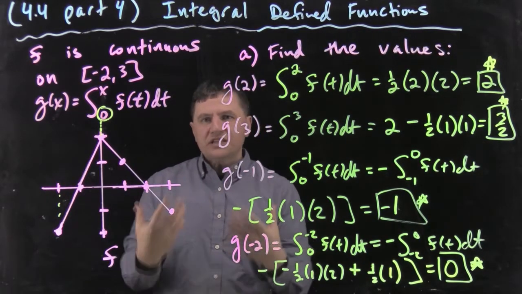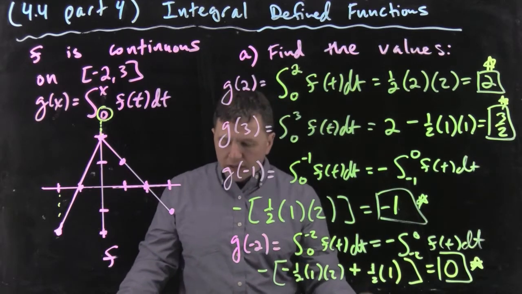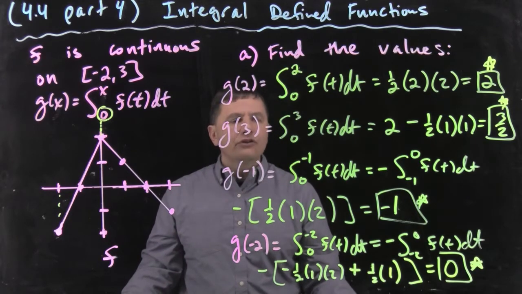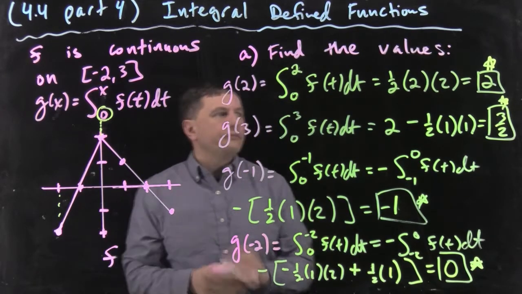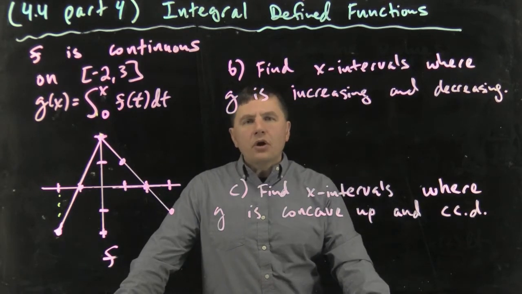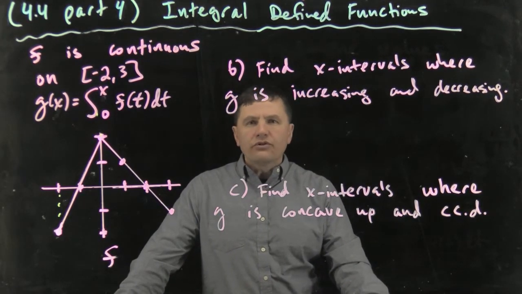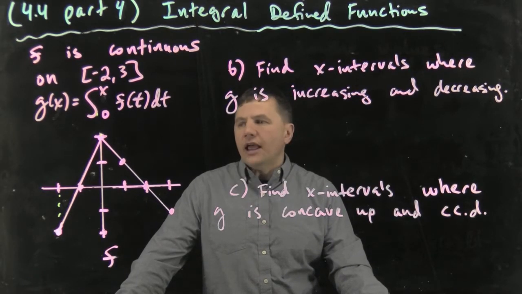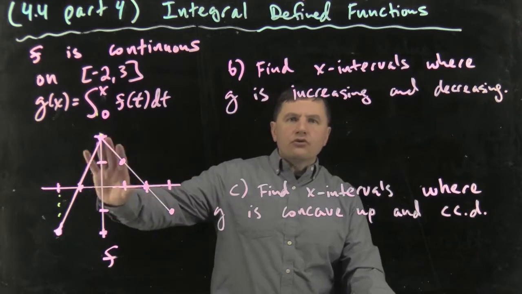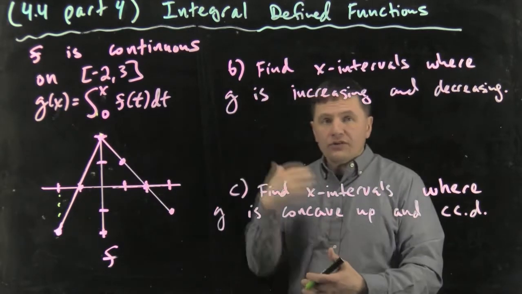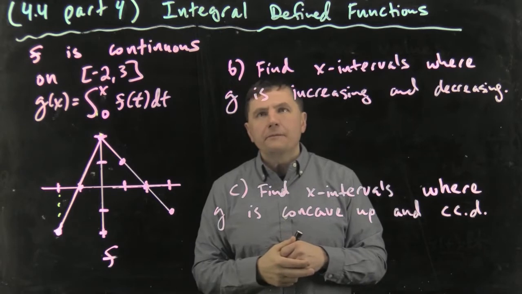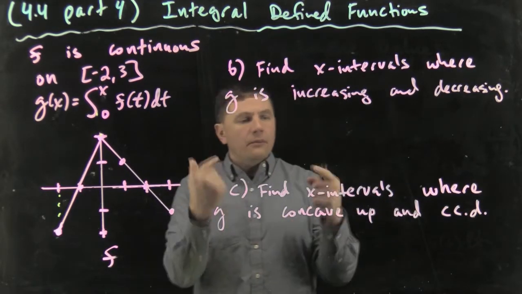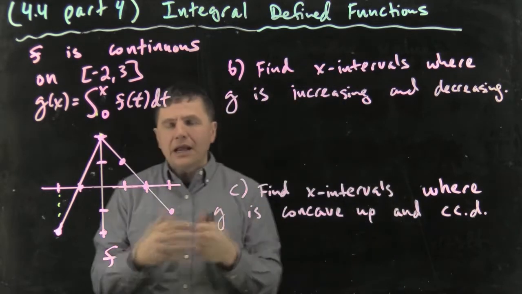Now we're going to get to questions we've seen in the past. So we're going to answer when is g increasing, decreasing, concave up, concave down, things of that nature. So let's get to those. Okay, so parts B and C, we're returning to something we've actually talked about before. This is very much the same as when we were given a derivative graph and then answering questions about the original function. So in part B, we're doing intervals of increasing and decreasing. In part C, we're doing intervals of concave up and concave down.